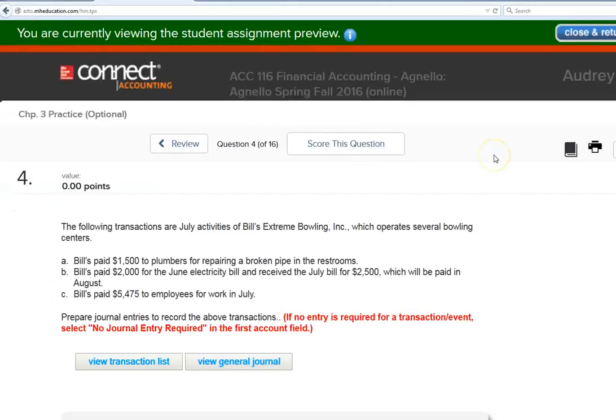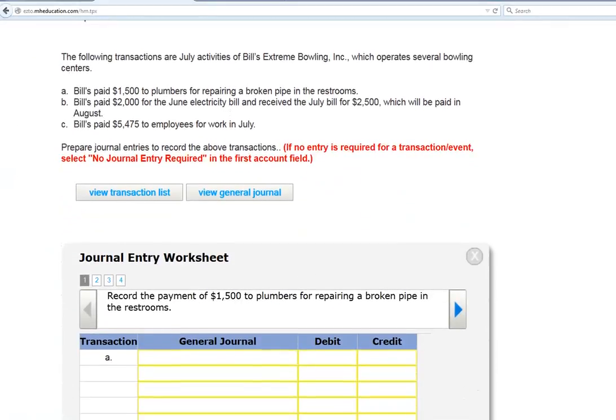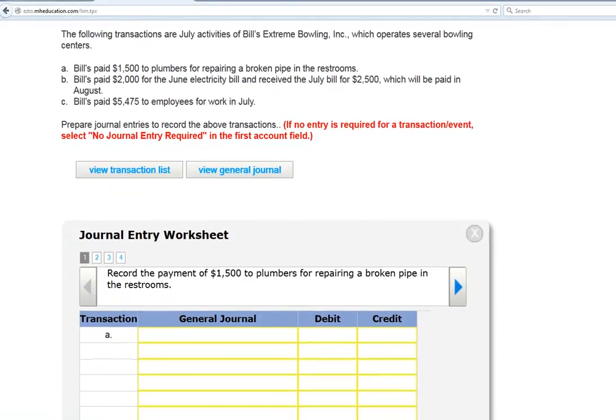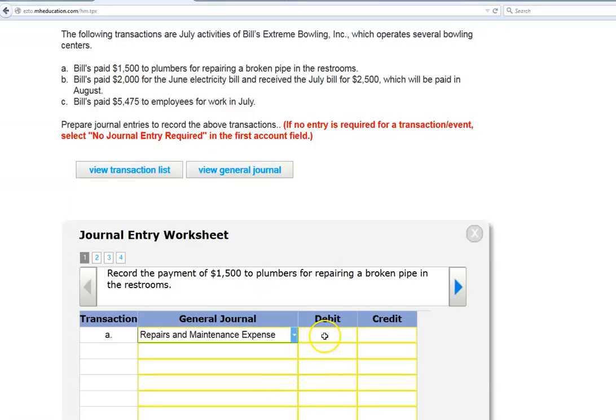Now we have to do journal entries for these transactions. Okay, so for the first one, Bill's Extreme Bowling paid $1,500 to plumbers for repairing a broken pipe in the restrooms. We said that we should record a repair expense because we received the work in July, so we would record it as an expense in July. Remember, expenses are recorded as debits because they're reductions in retained earnings and consequently stockholders' equity. So we're going to debit to record expenses.